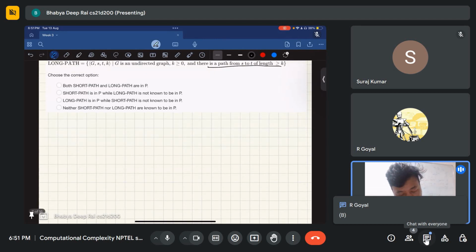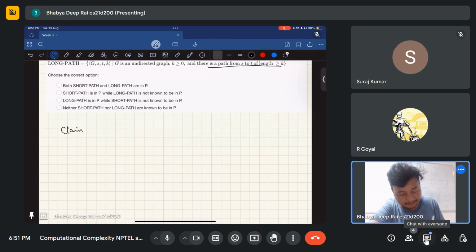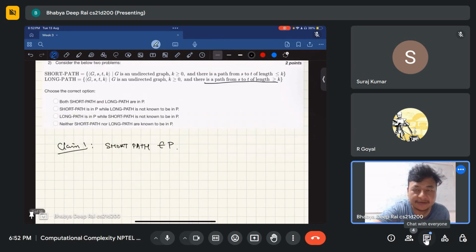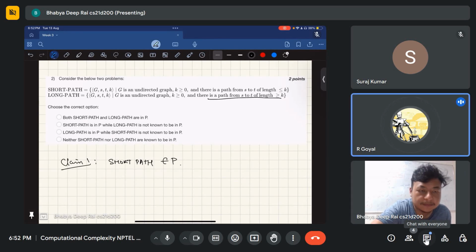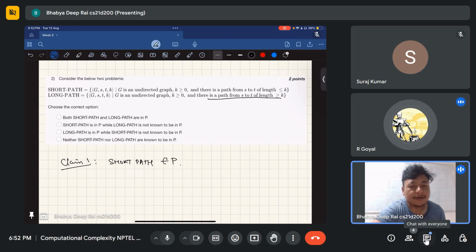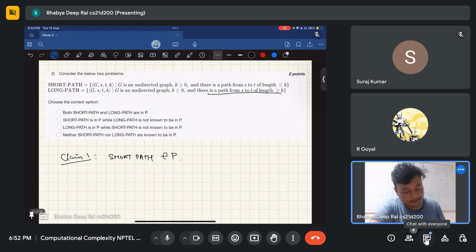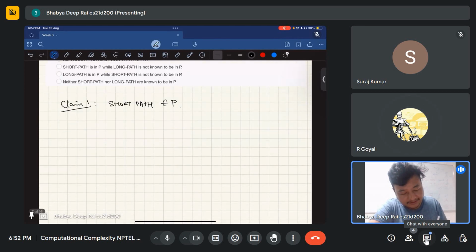So the first answer is that short path is in P. Any reason? Can you give a polynomial time algorithm for this? Yes, there are many. Dijkstra's algorithm is there, Bellman-Ford is there, even Floyd-Warshall is there. So let's use Dijkstra's algorithm.